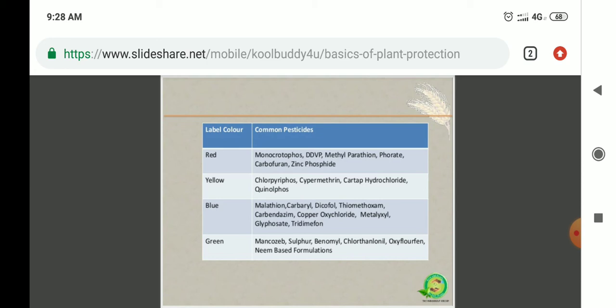Second one is the yellow color: chlorpyriphos, cypermethrin, cartap hydrochloride, quinalphos. Blue color: malathion, carbaryl, dicofol, thiamethoxam, carbendazim, copper oxychloride, methoxy glyphosate and triadimefon. This is the blue color. And last one is the green color pesticide: mancozeb, sulfur, benomyl, chlorothalonil and oxyfluorfen. It is neem-based formulations.